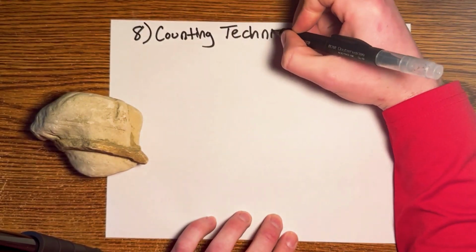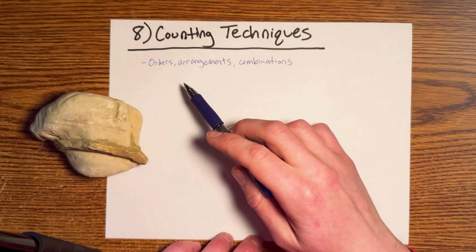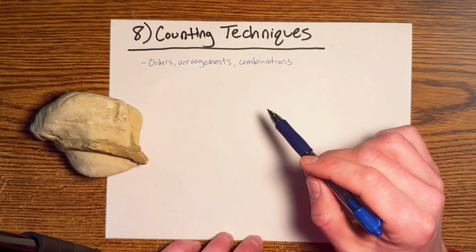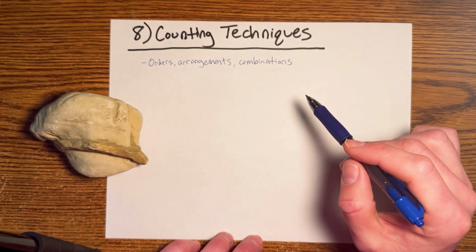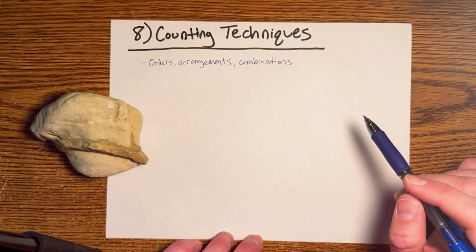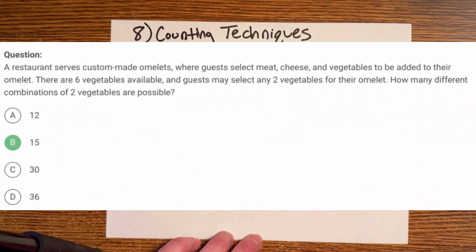Number 8, counting techniques. You'll need to count how many different ways objects can be ordered, arranged, combined, things like that. I get asked a lot specifically about the GED sample problem that is given, so first let's refer to that. I'm going to put it up on the screen, and it says, a restaurant serves custom-made omelets where guests select meat, cheese, vegetables to be added to the omelet. There are 6 vegetables available, and guests may select any 2 vegetables for their omelet.